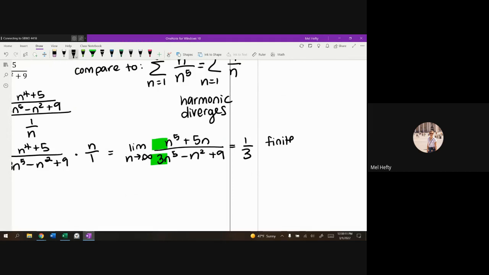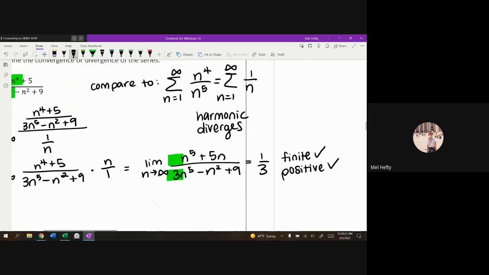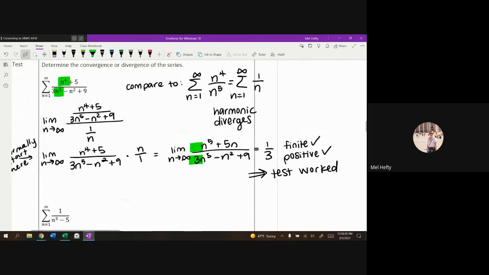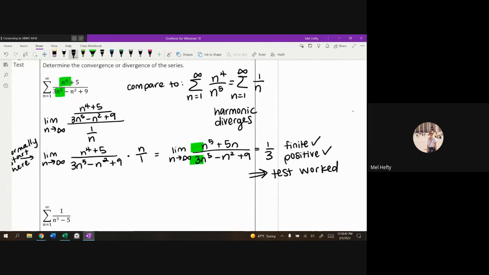Is it finite? Yes. We got a number, not infinity. Is it positive? Yes. So what does that mean? Good. A lot of people are going to want to say converge, because usually when things work, it converges. All that means is that the test worked. Our comparison test worked. So it does the same thing as whatever our comparison test did. So this guy diverges by limit comparison test. Yes, you wished it into existence. You can call that LCT.